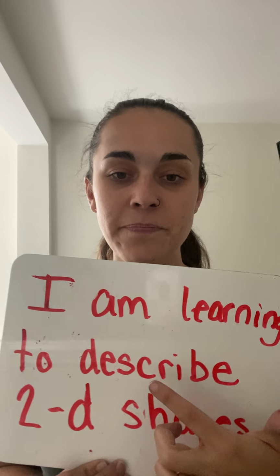so those were all 3D shapes. We're going to talk about now 2D shapes. Now, 2D stands for two-dimensional. Can you say that? Two-dimensional. Two-dimensional shapes, I'm just going to put 2D because dimensional can be a really long word. So we're just going to talk about 2D. So repeat after me. I am learning to describe 2D shapes.